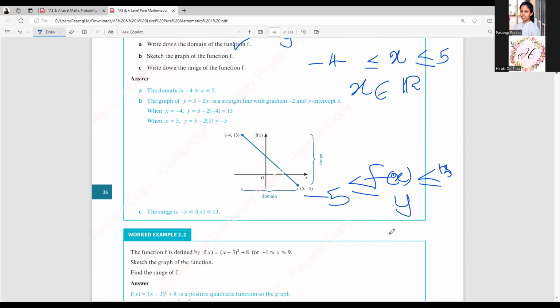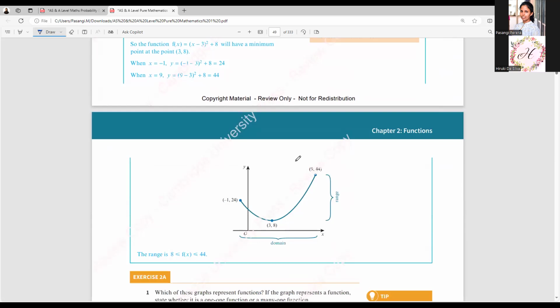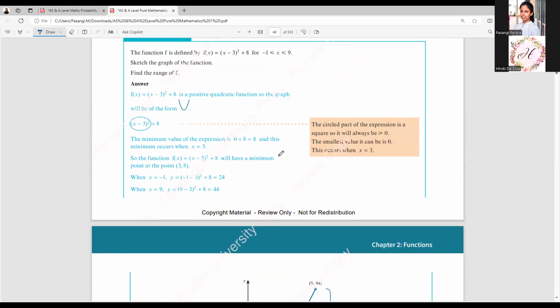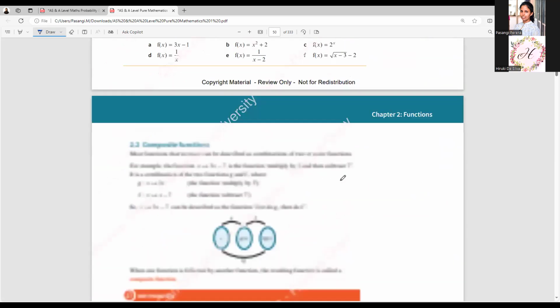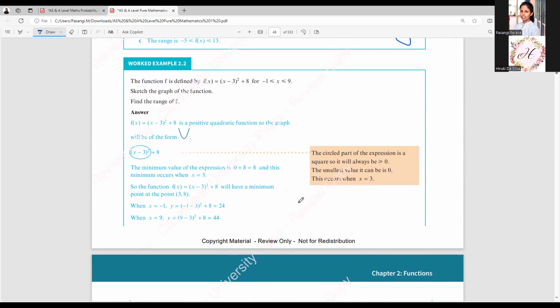So that is it. It's clear, right? Okay. Can you do worked example 2.2? Just do worked example 2.2. You can do the exercise at home actually. This one is easy. Just do worked example 2.2.